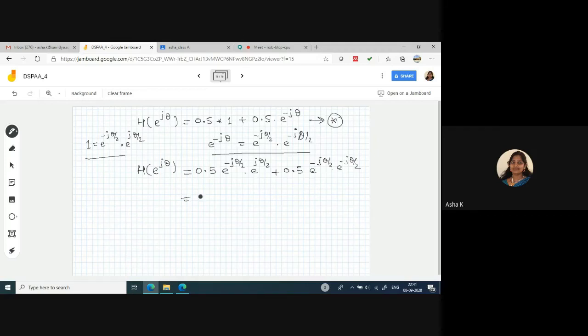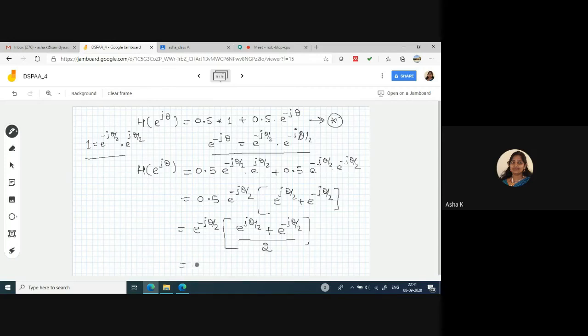Now we'll take the common 0.5, and take e power minus j theta by 2 as common outside. We'll be left with e power j theta by 2 plus e power minus j theta by 2. 0.5 can be written as 1 divided by 2, so we have 1 divided by 2 times e power j theta by 2 plus e power minus j theta by 2.